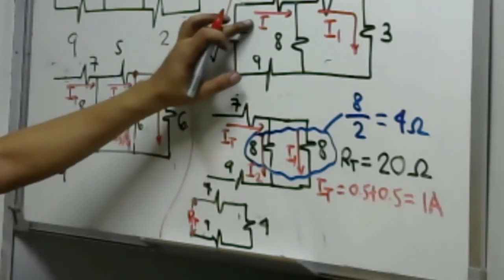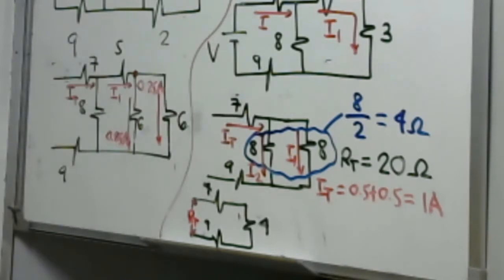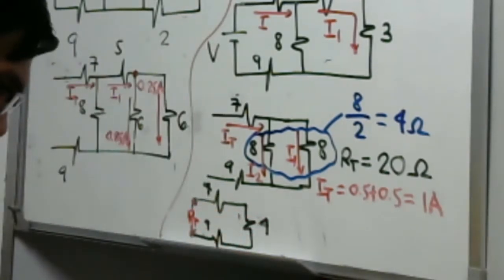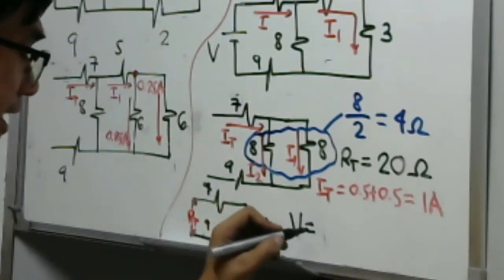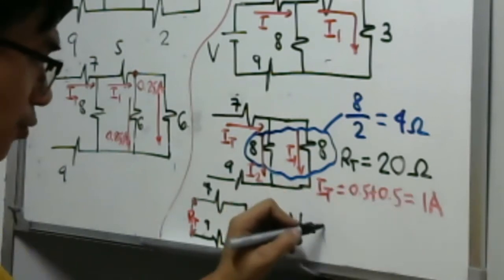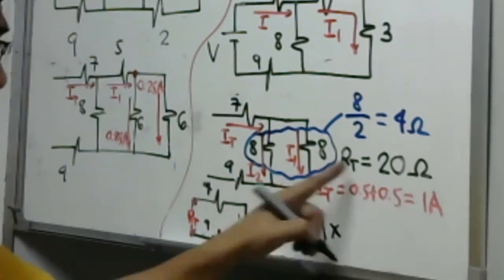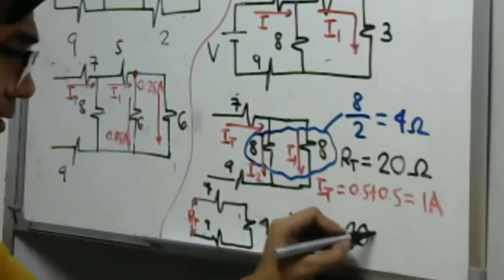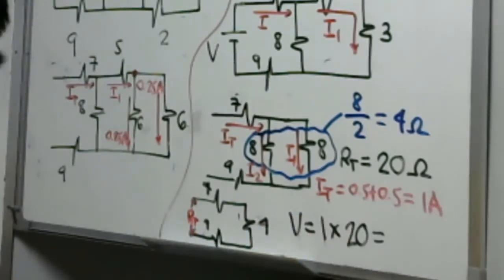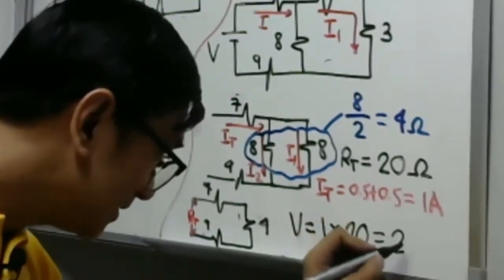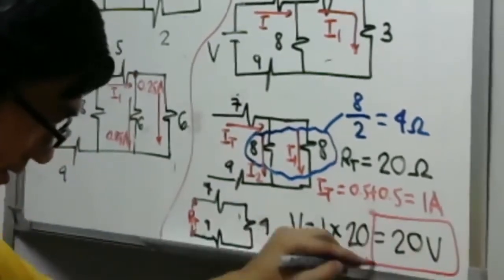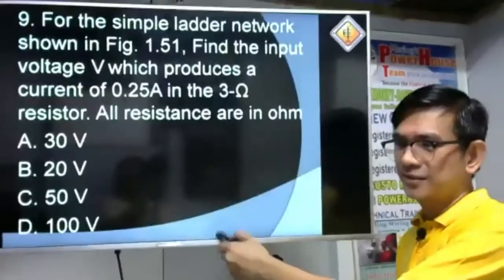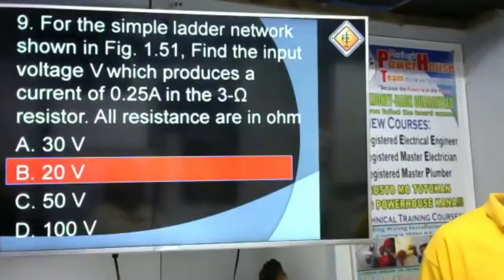So we already get the value. Now, let us get our source voltage. That is the total voltage that's equal to the total current, that is 1 ampere, times the total resistance, which is 20 ohms. 1 times 20, calculator? Okay. So, just put here 20 volts. That is the answer. Okay? Did you get that? 20 is the answer.